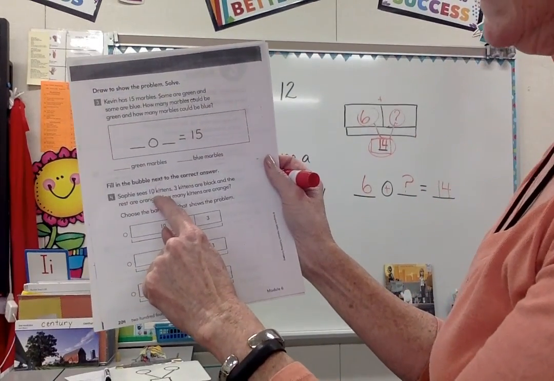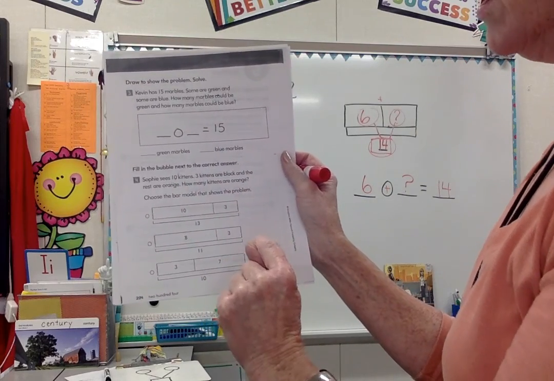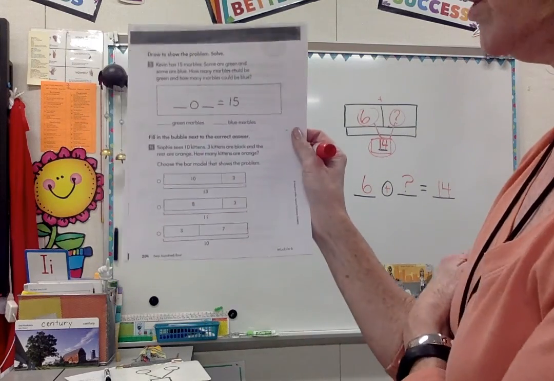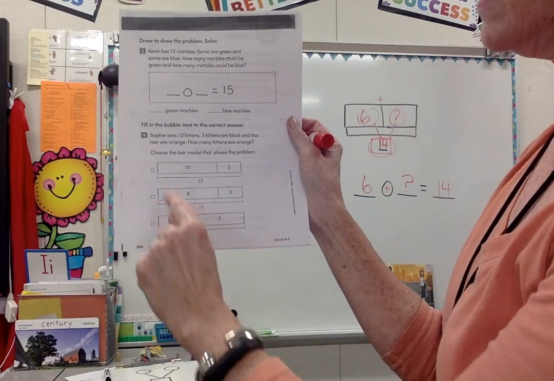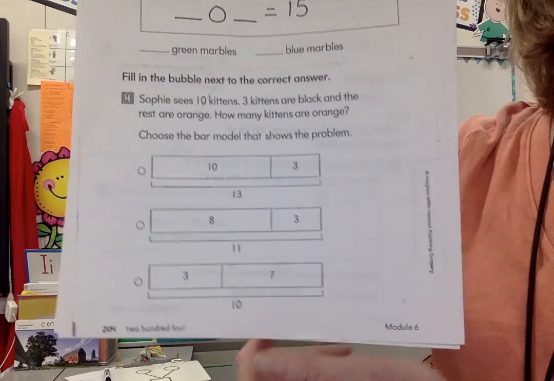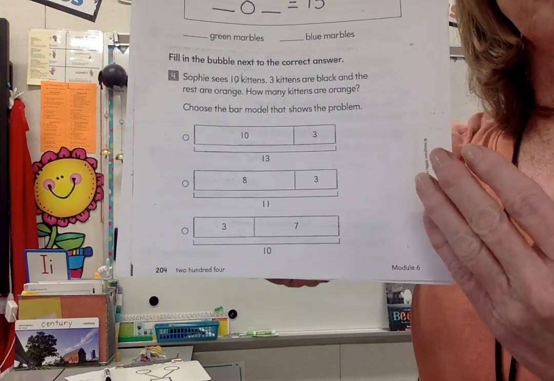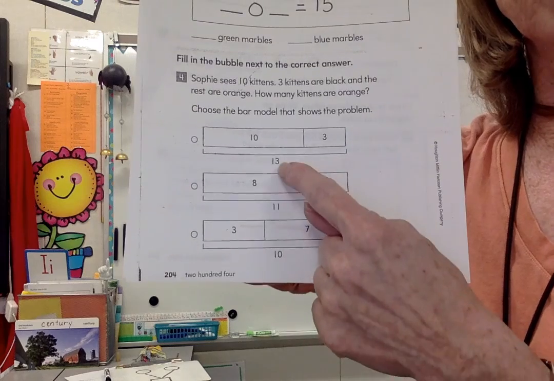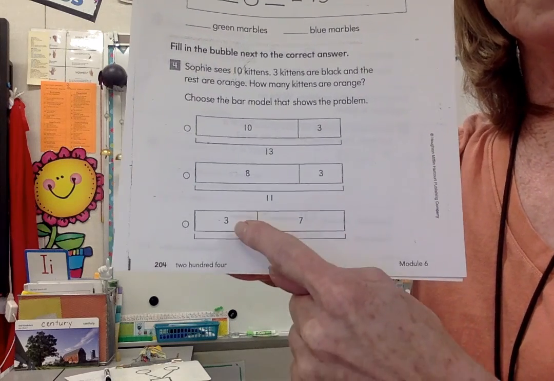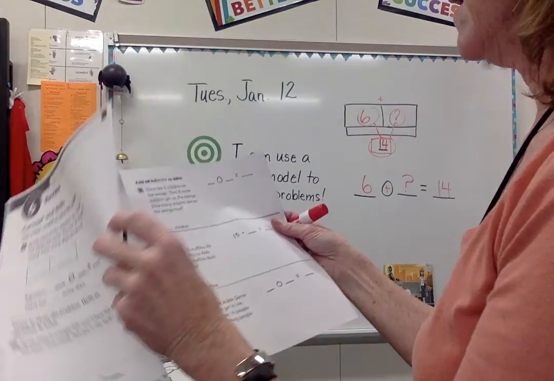Sophie sees 10 kittens. 3 kittens are black and the rest are orange. So there are 10 kittens total. Which one of these shows 10 kittens as the total amount with 2 parts? Will you bubble in which one of these is modeling this? 10 total kittens. Remember, this is an upside down math mountain. Here is the total, and these are the parts. Look for that there, please.